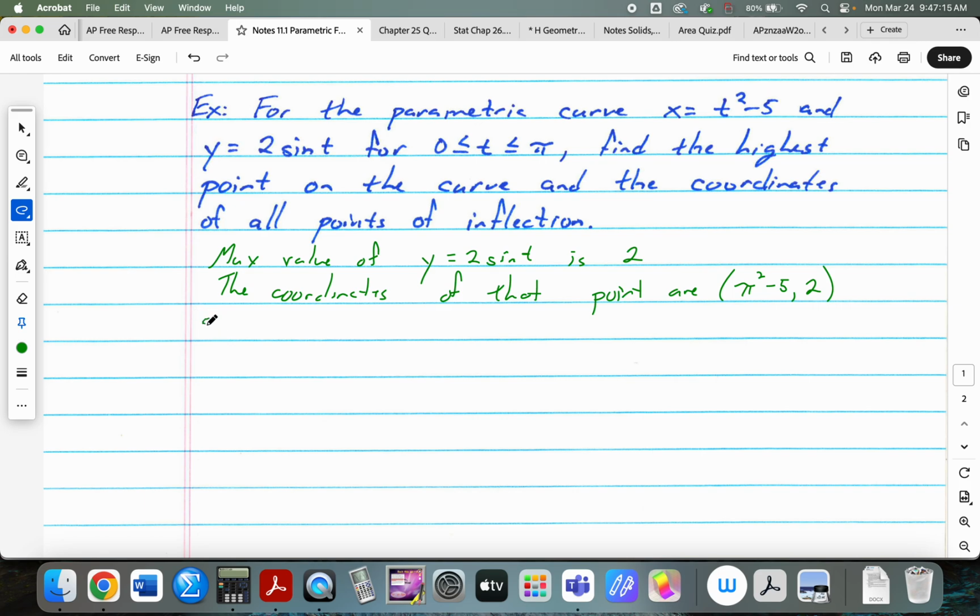So dy/dt is going to be 2 cosine of t, and dx/dt is going to be 2t. So y prime is 2 cosine of t over 2t, or just cosine of t over t.